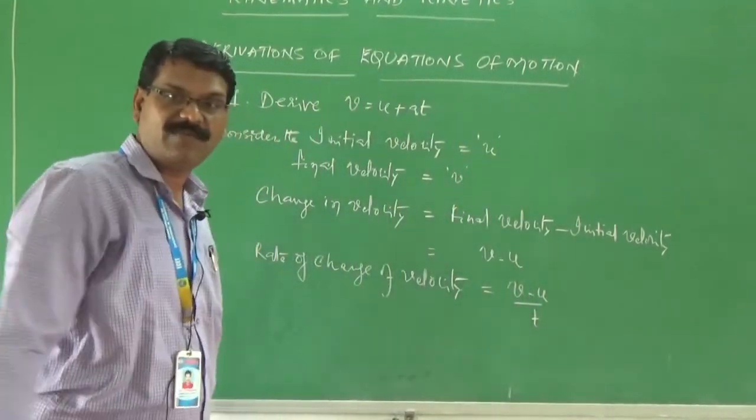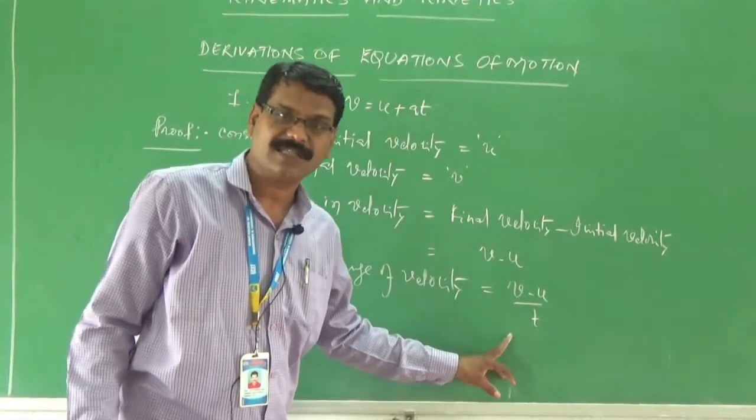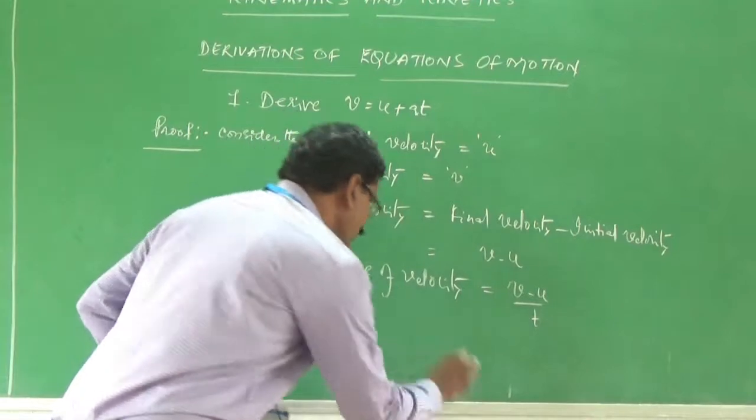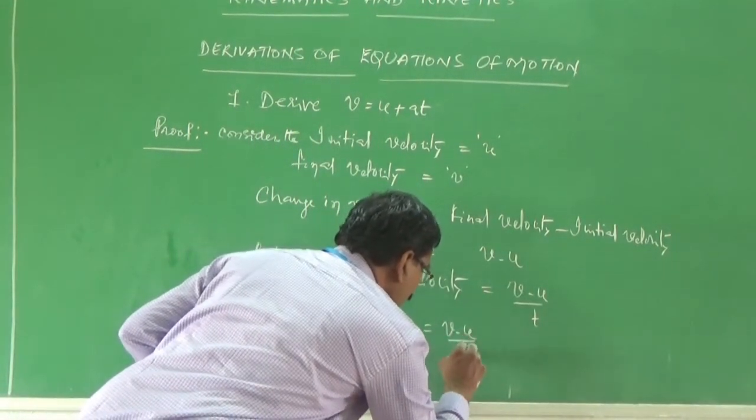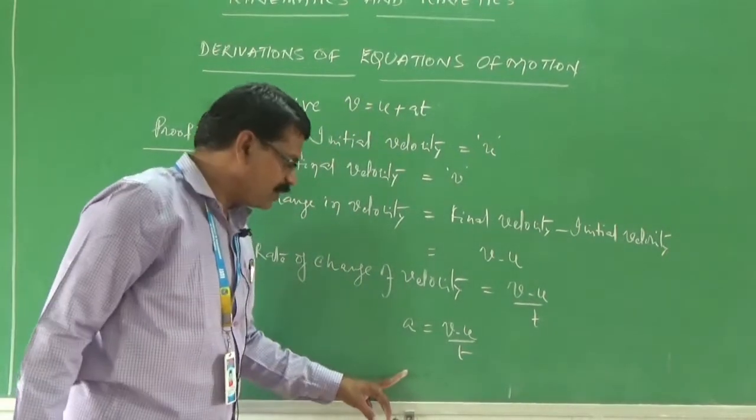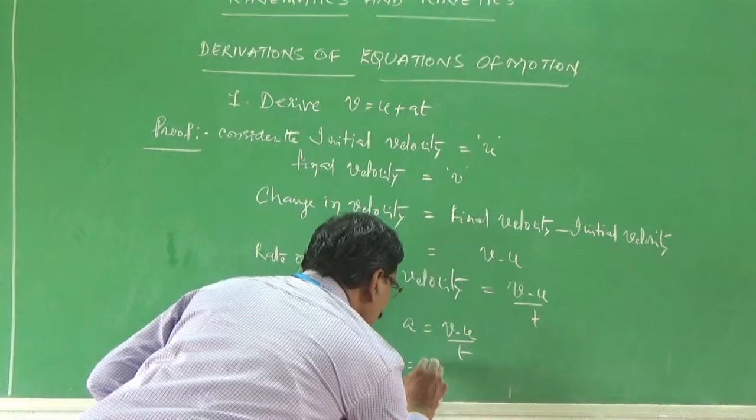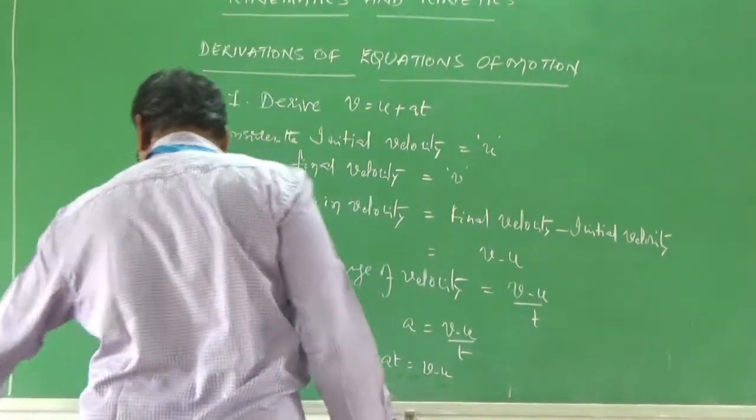But by definition of acceleration, we know that the rate of change of velocity is equal to what? Acceleration of the body. Therefore, in place of rate of change of velocity, I could substitute a. a is equal to v minus u by t. Taking cross multiplication, we will get at is equal to v minus u. Now, after rearranging, we will get like this.